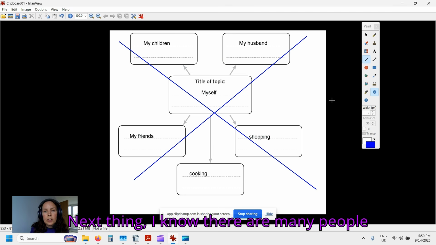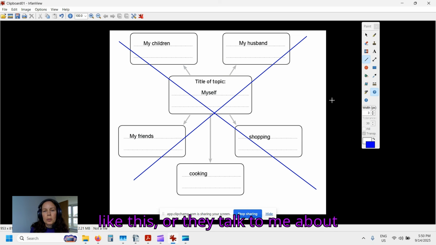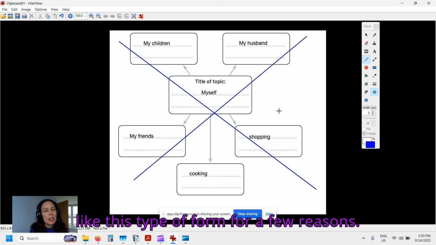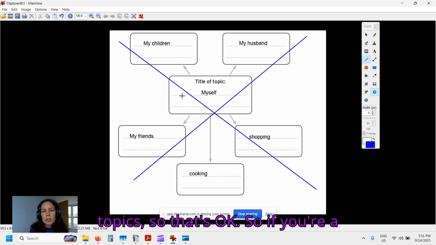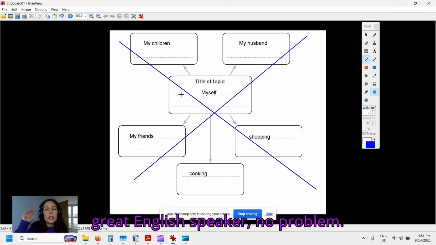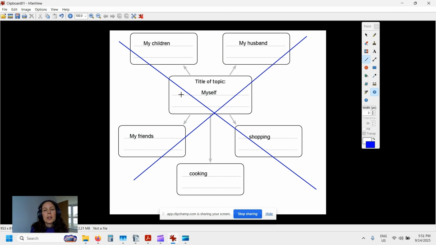Next thing, I know there are many people on the internet, I see them using topics like this, or they talk to me about topics like this. As you know, I don't like this type of form for a few reasons. And anyone can pass this exam with any topics, so that's okay. So if you're a great English speaker, no problem. But if you're not a great English speaker, I don't like this form for a few reasons.